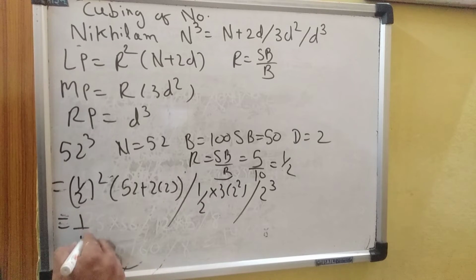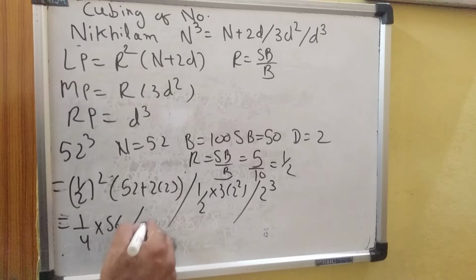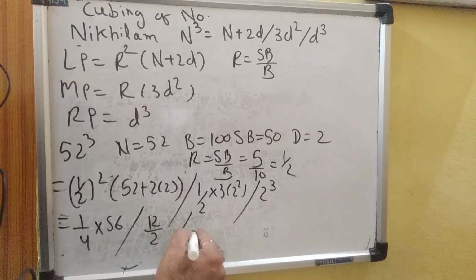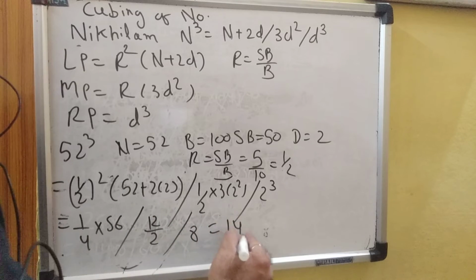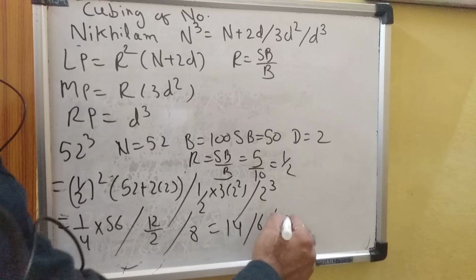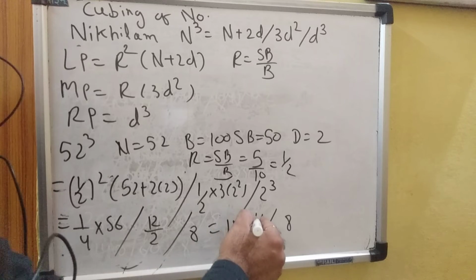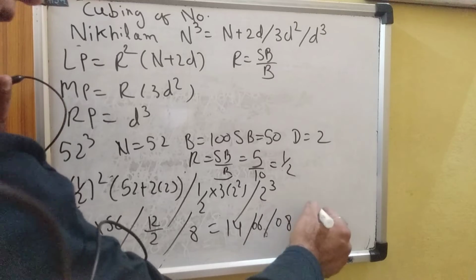So it is 1 by 4 into 56. Middle part is 12 by 2, and rightmost part is 8. So it will be 14/6/8. But here we have taken base 100, which contains 2 zeros. So mid part and right part will be of 2 digits. So 140608 will be the answer.